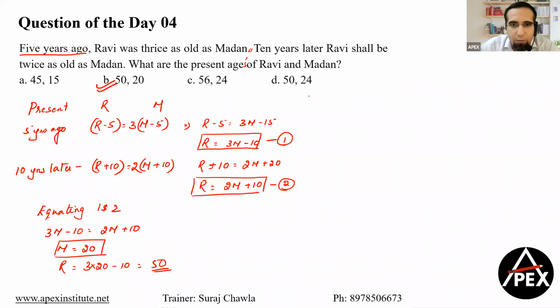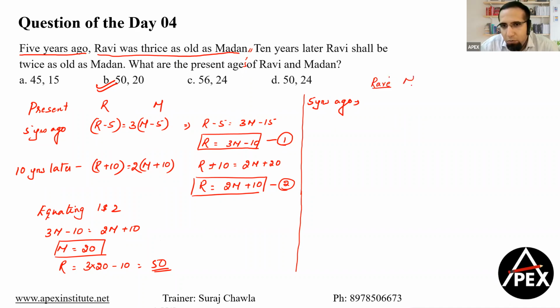Clear? Now, if you remember the classroom students, we had a similar question in the class, and I had always advised you that whenever I'm given a relationship like Ravi was thrice as old as Madan, we can start from there. So let me start with 5 years ago. I am told Ravi was thrice as old as Madan. So let me talk about Ravi and let me talk about Madan. Since Ravi was thrice as old as Madan, let me assume Madan's age is equal to x. So Ravi was 3 times of Madan, that becomes 3x. Now this was the age 5 years ago.